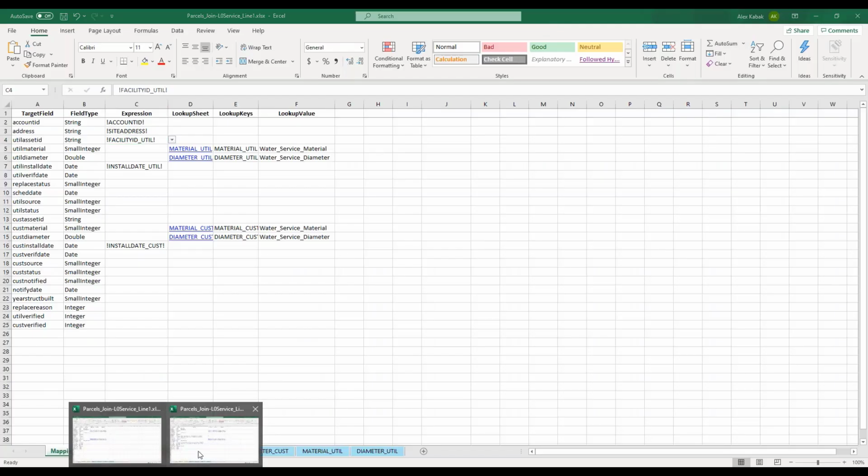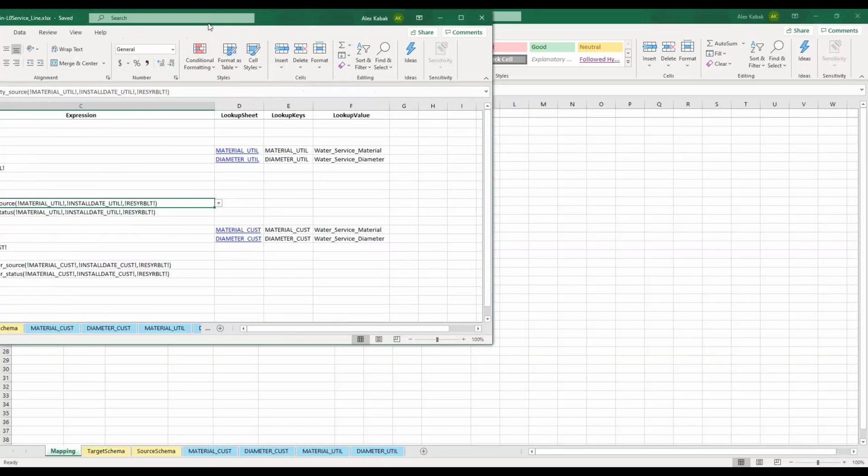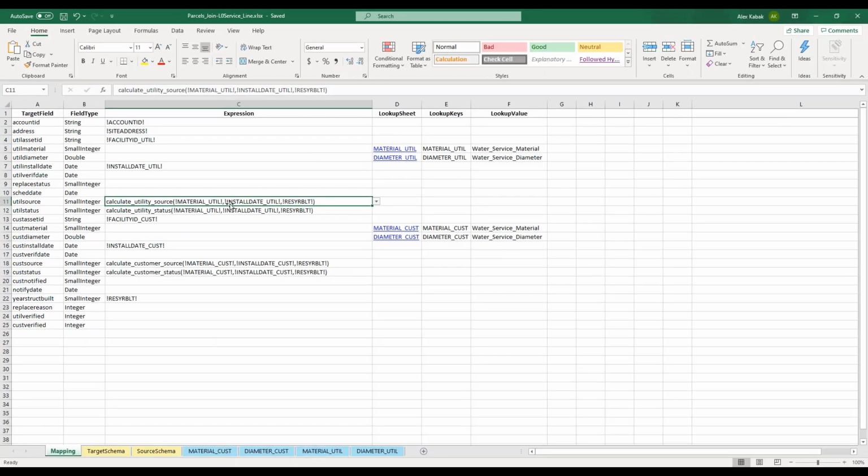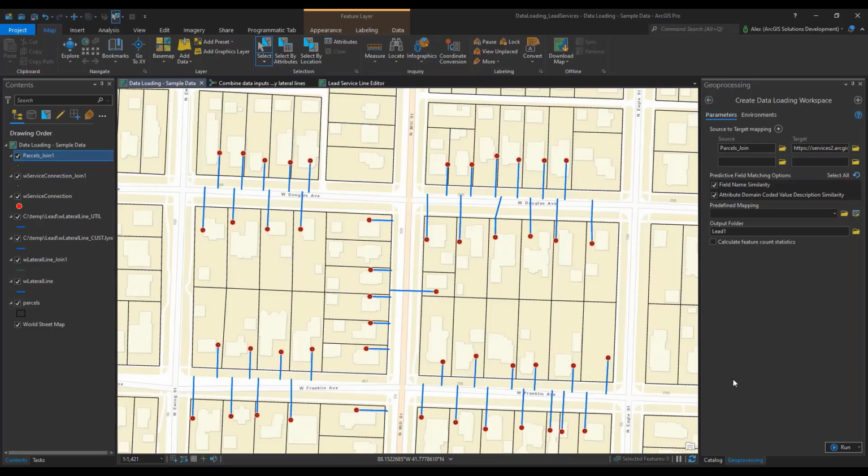So I can show a pre-filled version of this, and this is what it would look like when you're referencing those Python functions. So this is referencing what I just showed in Notepad++, and now we have the necessary matches from source to target filled out in our workbook. Back in Pro, we can now run the execute data load tool.